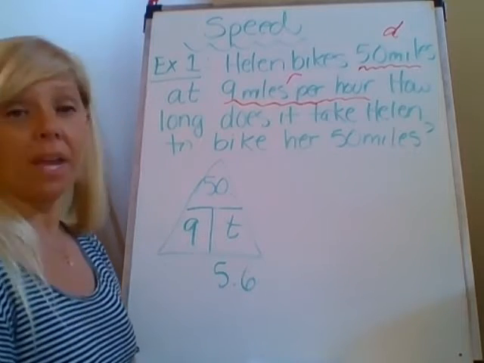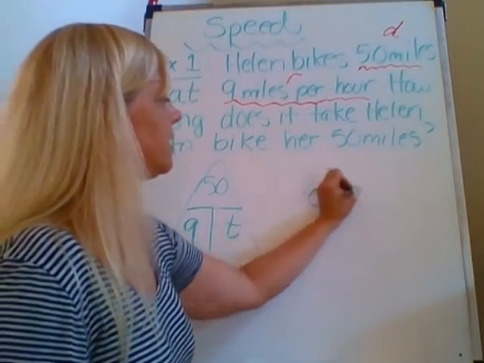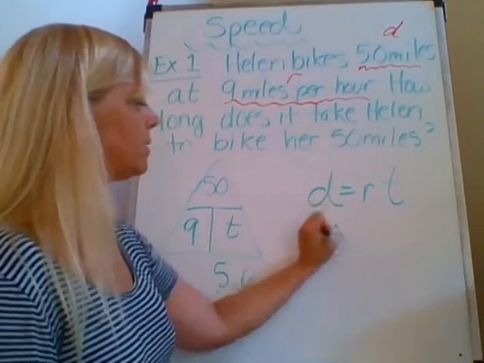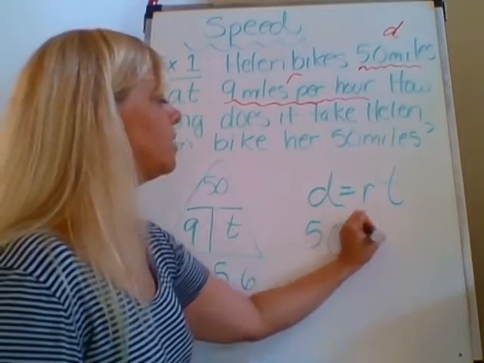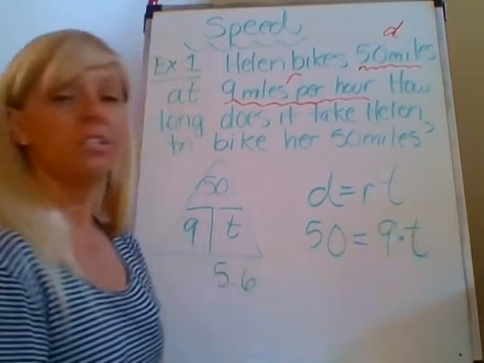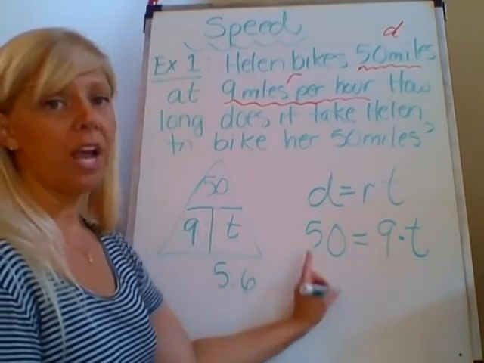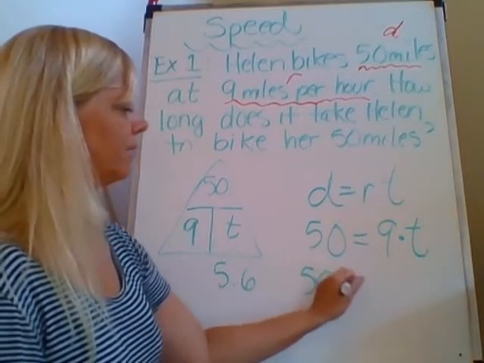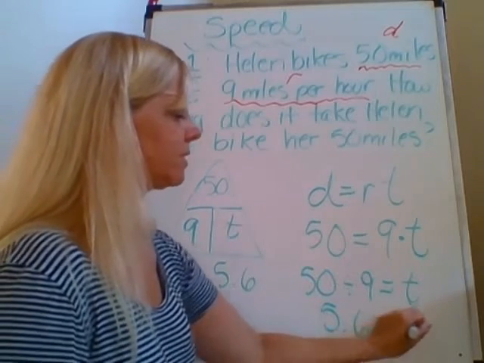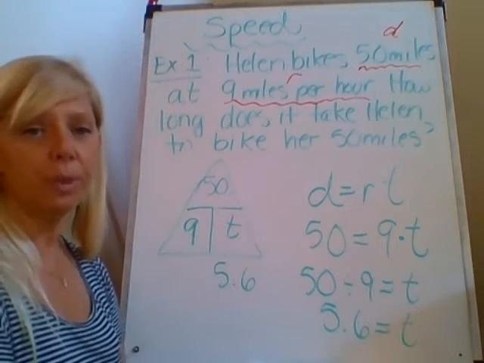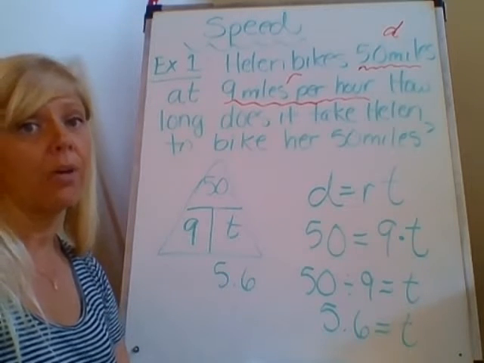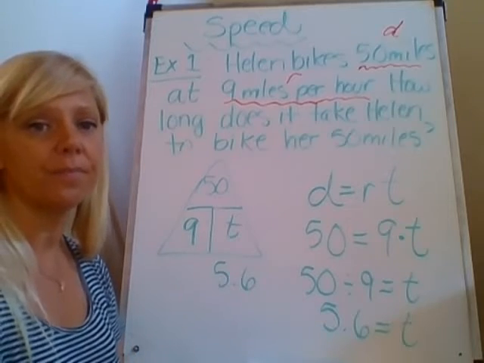Okay? Using my equation, distance is rate times time. I know my distance, so I can replace my d with my 50. I know my speed, it's 9, and I'm trying to find my time. So again, how do I solve a multiplication equation? I divide. 50 divided by 9 gives me my time. And again, 5 6/10 is my answer. So there are your three ways on how long it took Helen to bike her 50 miles going 9 miles per hour. It took her 5 6/10 hours.